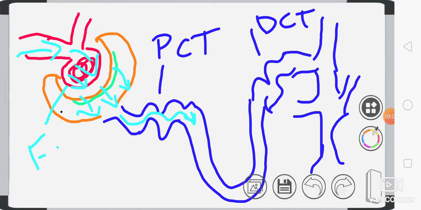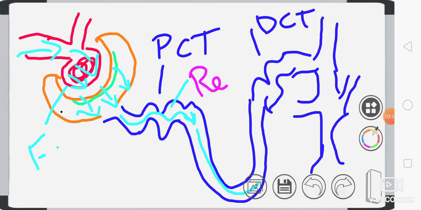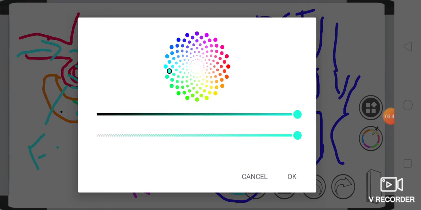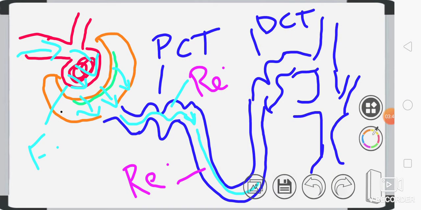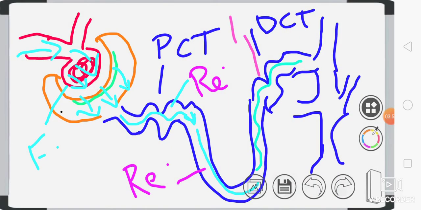Now it is flowing through the PCT down to the loop of Henle. Again in PCT, the second step of reabsorption has taken place. Here in the loop of Henle also, a few important minerals, salts or water have been reabsorbed. Again this liquid is going to pass into the DCT. So here again further reabsorption of excess water is going to take place.